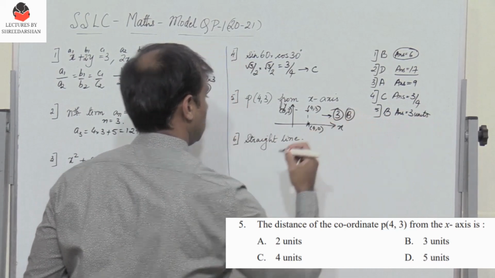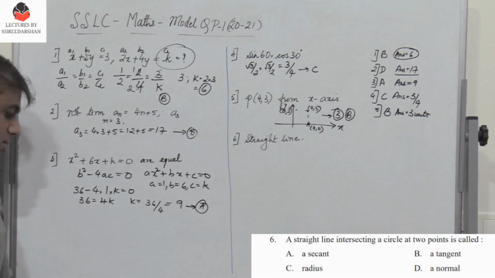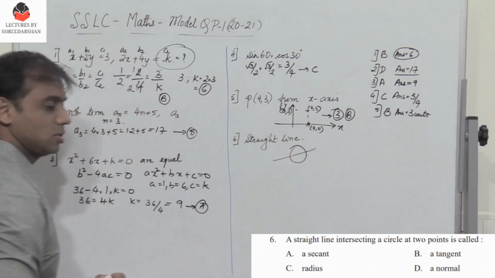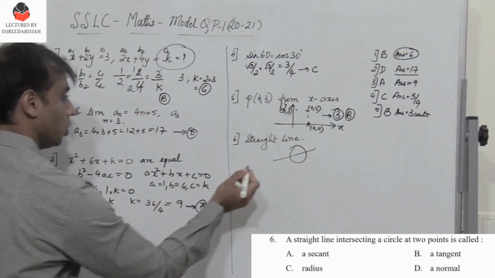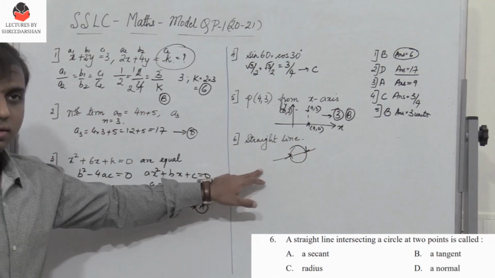Next, sixth one, a straight line intersecting a circle at 2 points is definitely called a secant. So you have a circle and a straight line which intersects at these 2 points. So what are the other options? The other option is tangent.